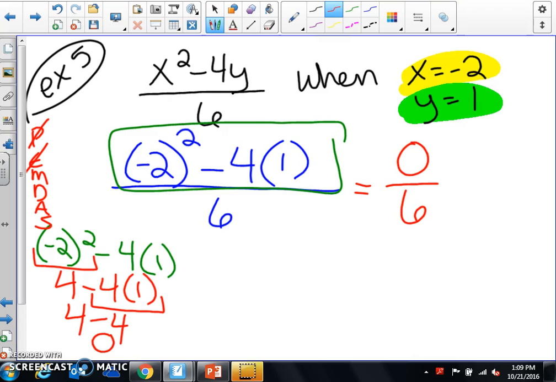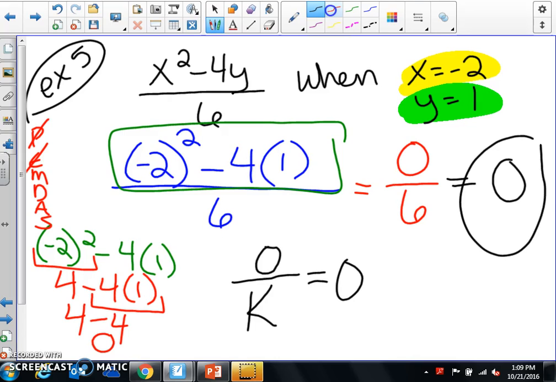I don't know if you've noticed this, but in my class there's an OK sign. And it's okay to have 0 on top because that just equals 0. So anything, 0 over anything is 0. Final answer. Once again, you can use a calculator on this, so please use your calculator to your advantage.